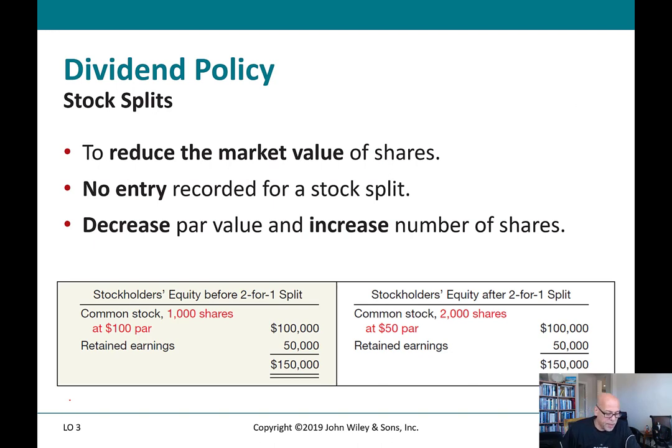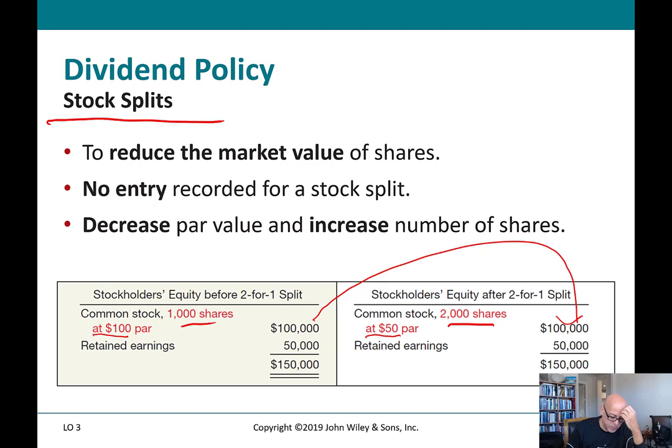Okay, we could have a stock split. A stock split has no effect on the stockholders' equity. All we do is cut the price of the stock, and in a two-for-one stock split, we cut the price in half, the par value in half, but we double the number of shares, and so that keeps what? That keeps the total stockholders' equity the same. It doesn't change. 100,000, 100,000, plus the retained earnings is not affected by that, okay? That's a stock split.